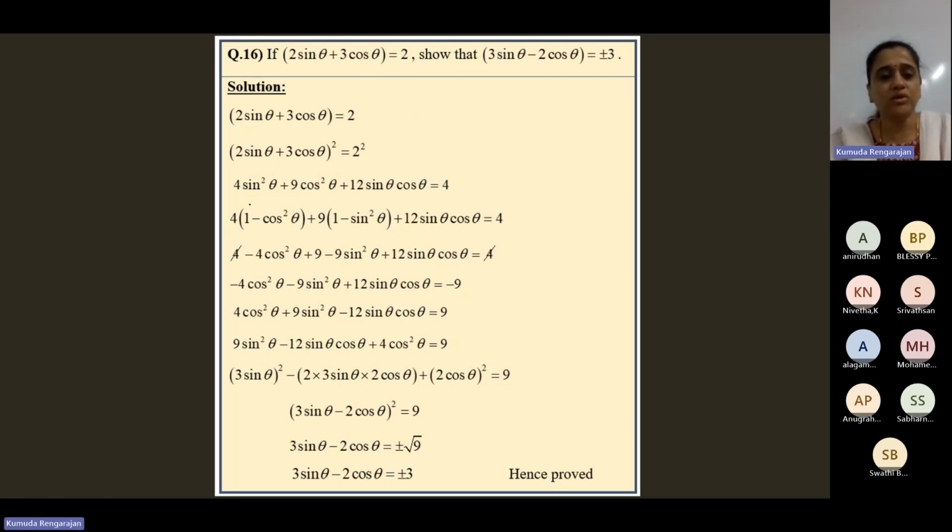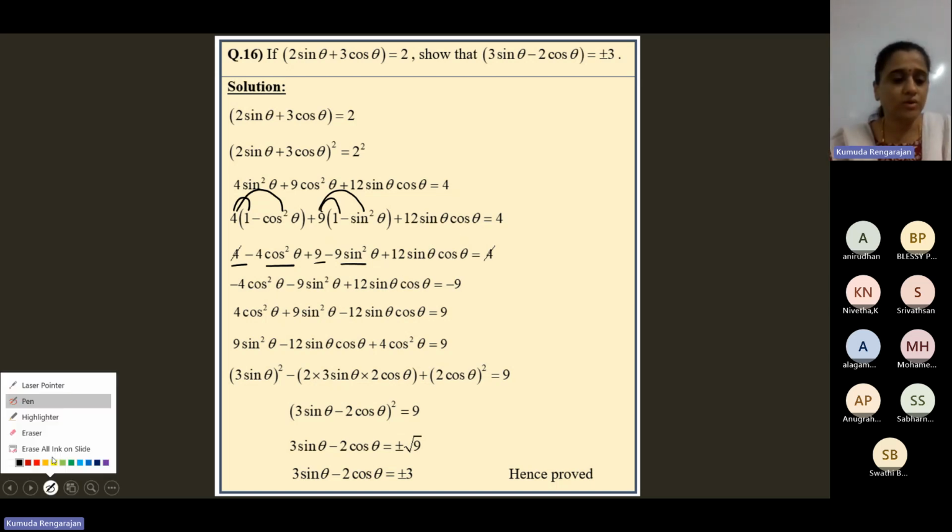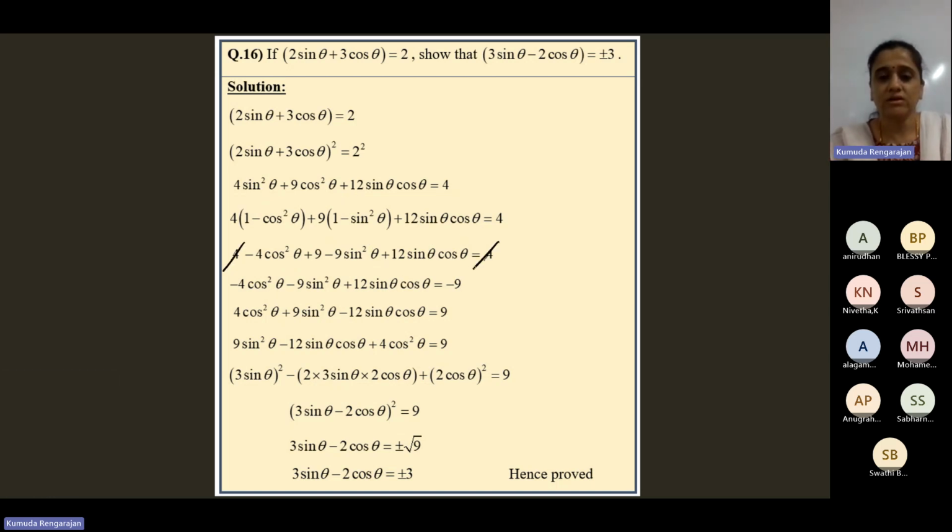That's all. So next, 4 into 1, 4. 4 into cos square theta, minus 4 cos square theta. 9 into 1, 9. 9 into sine square theta, minus 9 sine square theta. This one as it is, equal to 4. Now you can see 4 gets cancelled on both sides, right? And then, how many terms do we have here? 1, 2, 3, 4 terms we have. So you can transpose however you want, like you should get plus or minus 3 as a result.